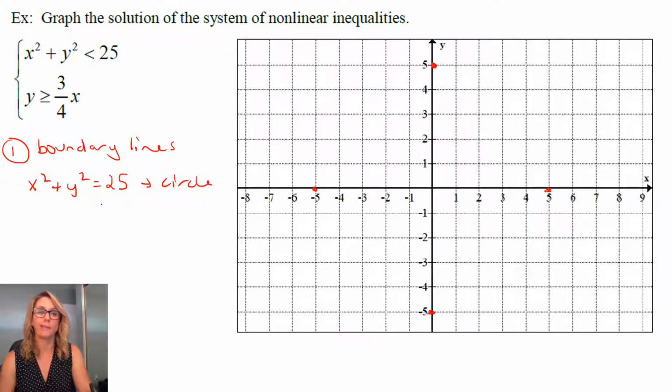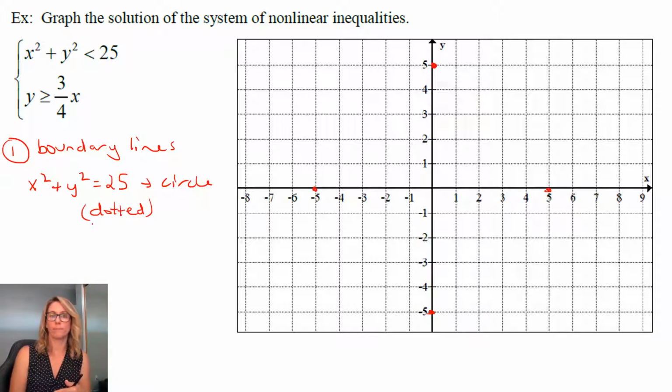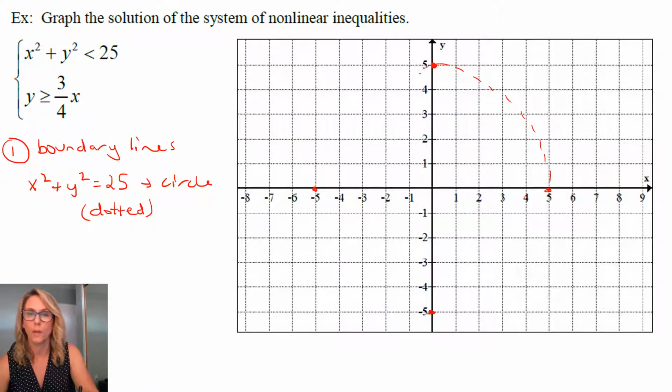Notice we have a less than sign in the system. So we should have something that is dotted. We should have a dotted system here. So this boundary line should be dotted. So I'm going to go ahead and do the best I can to create a circle. You do the best you can to create a circle.